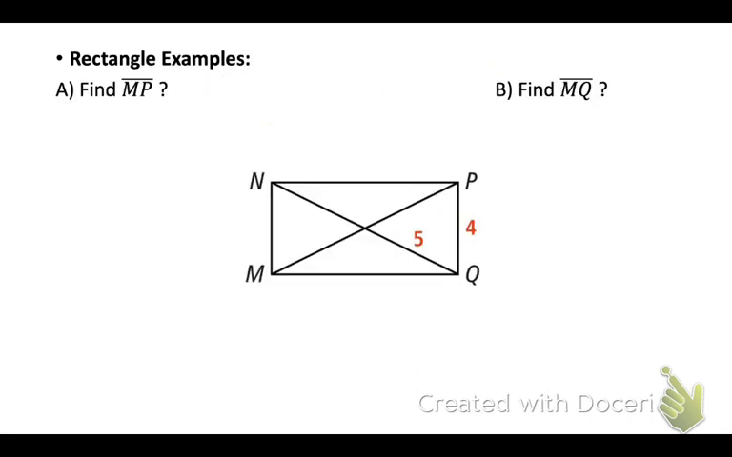Okay, so now we're going to go on to a rectangle. What is MP? 10. How? Because the diagonal is equal to 5 because it's a rectangle. It's a rectangle, so all these pieces are the same, yes? Yeah. So it's 5 plus 5, so it is 10.